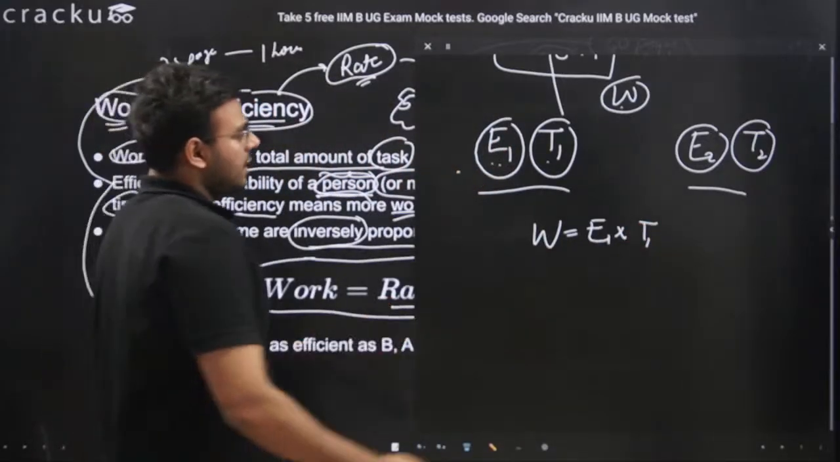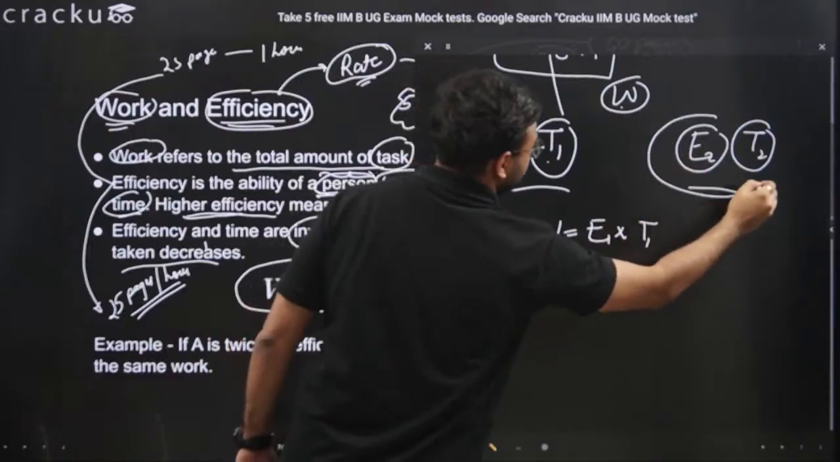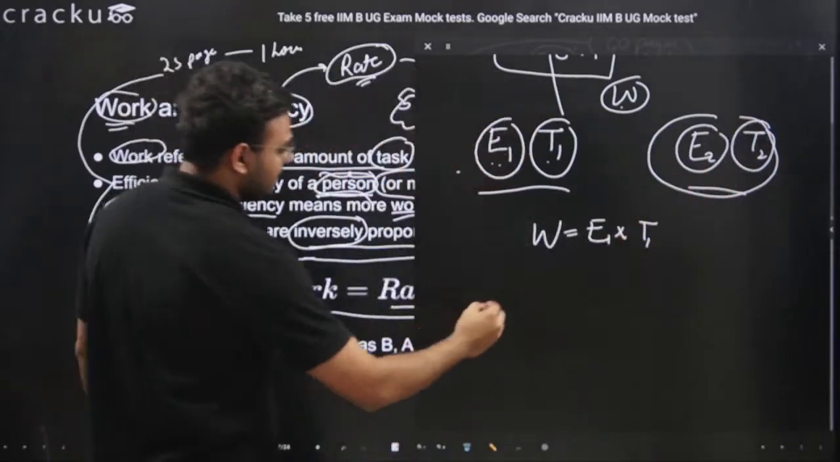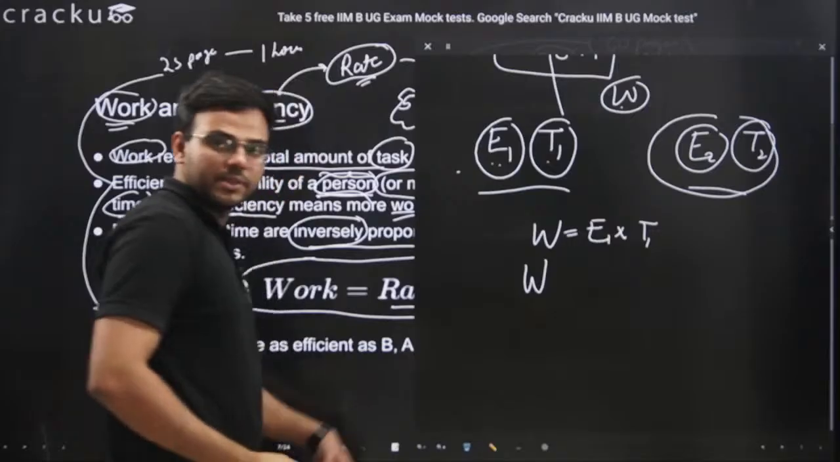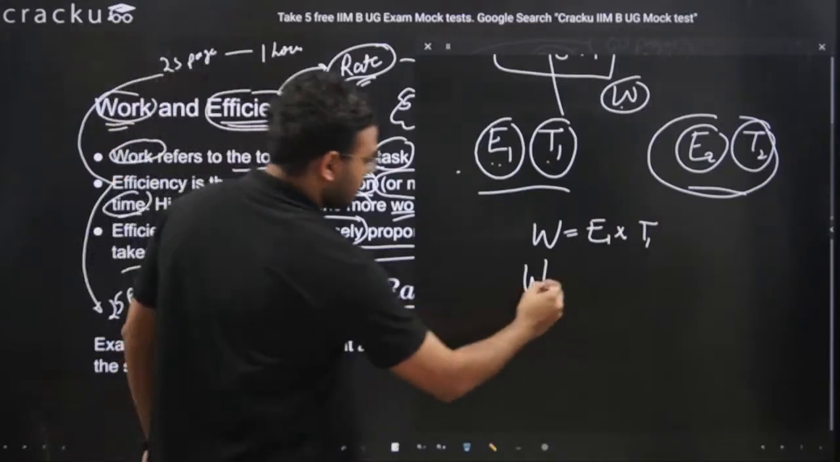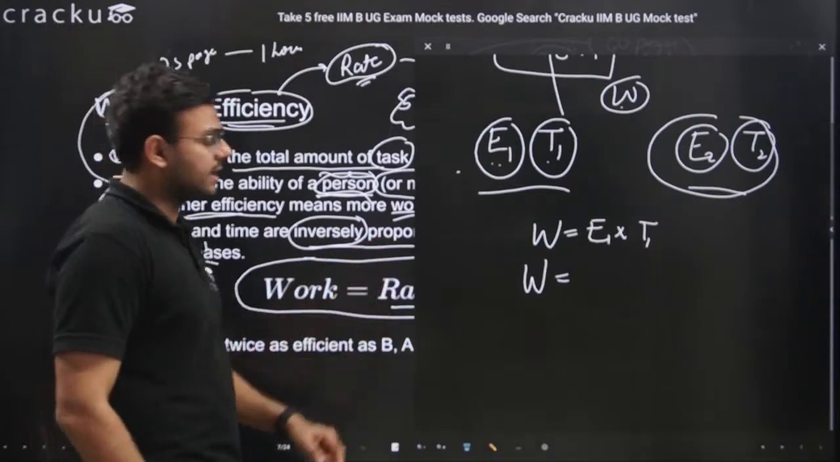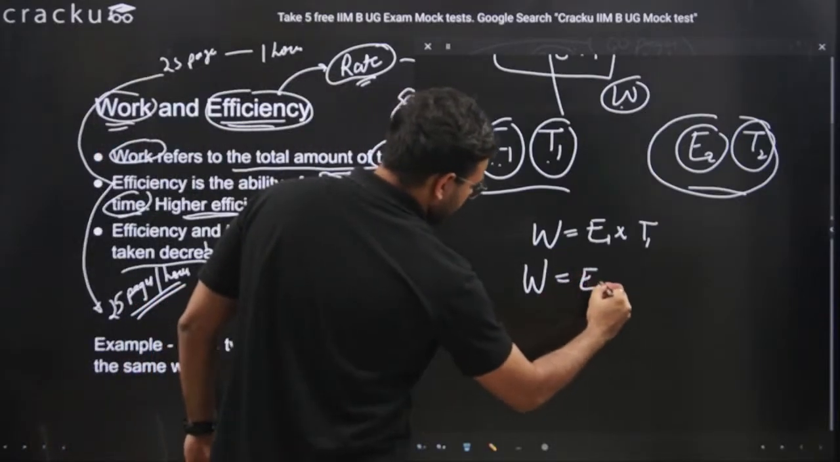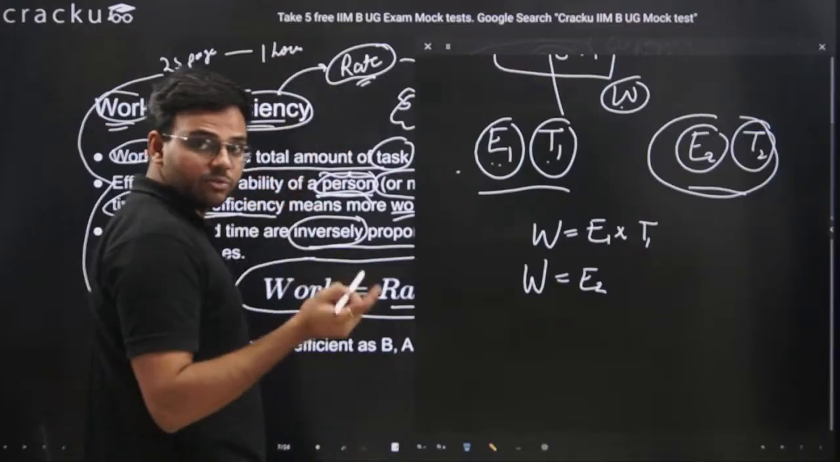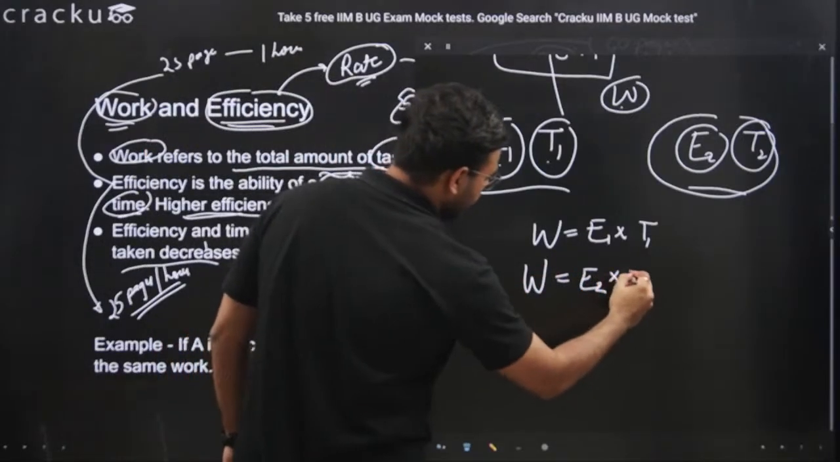Similarly, work in the second scenario, that is, in the second case, W, which is the same work I was doing initially. W is equal to what? What is your efficiency in the second case? Efficiency in the second case is E2. And the time taken in the second case to complete the job is T2. So E2 into T2.